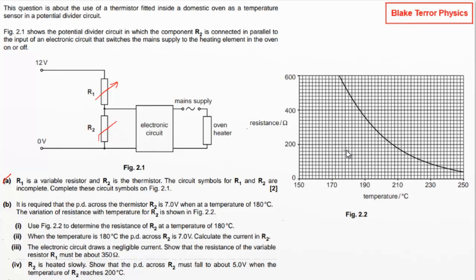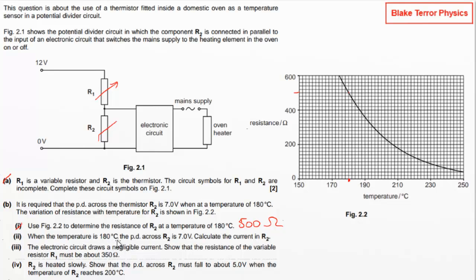Right, we've got this graph here. Use the graph to determine the resistance at 180. Right, 180, 1, 2, 3, 4, 5. Right, this is all wonky eyes time. Go up that line. Oh, it's hit a nice point. It's hit the thick line. All right, it's hit 500 ohms. That's good. So 500 ohms. That was an easier one to read than usual.